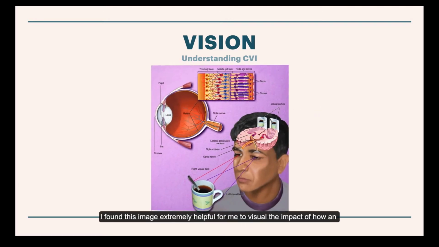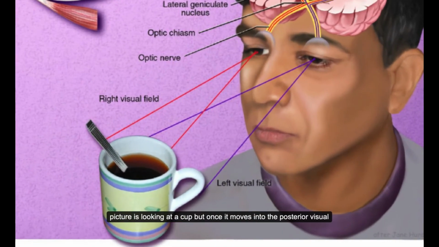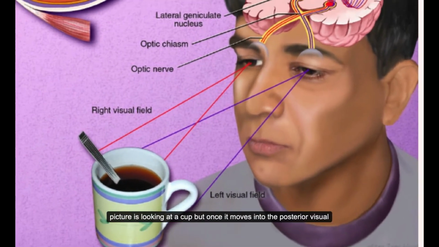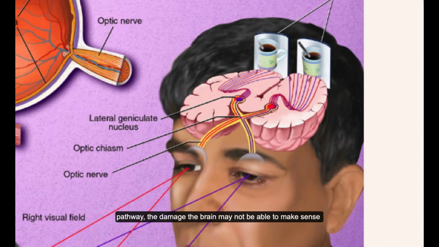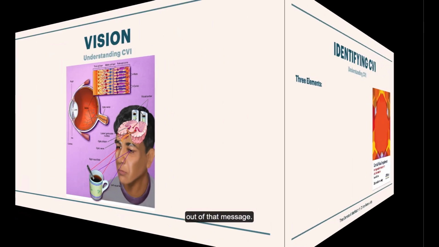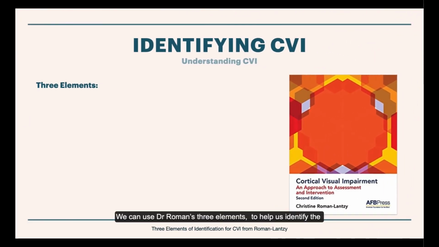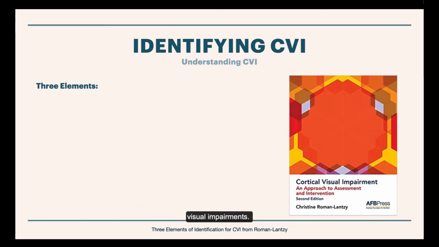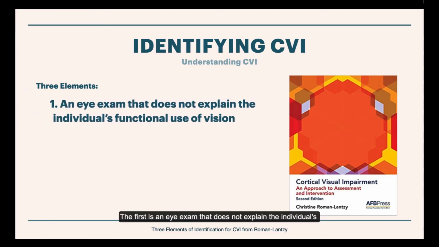I found this image extremely helpful for me to visualize the impact of how an individual with CVI may see a target. In this case, the man in the picture is looking at a cup. But once it moves into the posterior visual pathway, the damage to the brain may not be able to make sense out of that image. We can use Dr. Roman's 3 elements to help us identify the cortical visual impairment under the large umbrella of brain-based visual impairments. The first is an eye exam that does not explain the individual's functional use of vision.